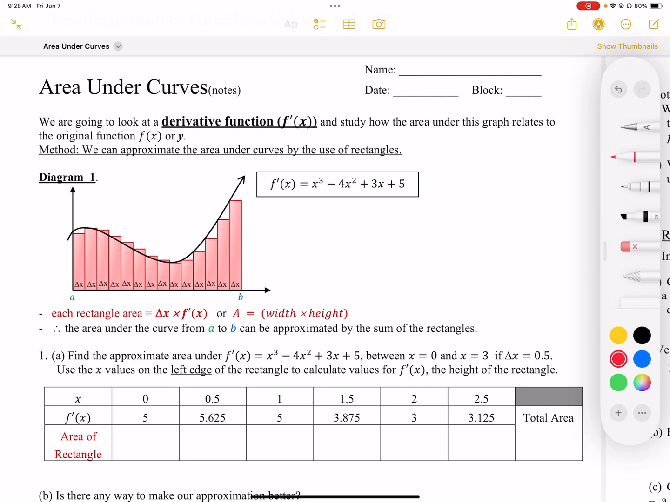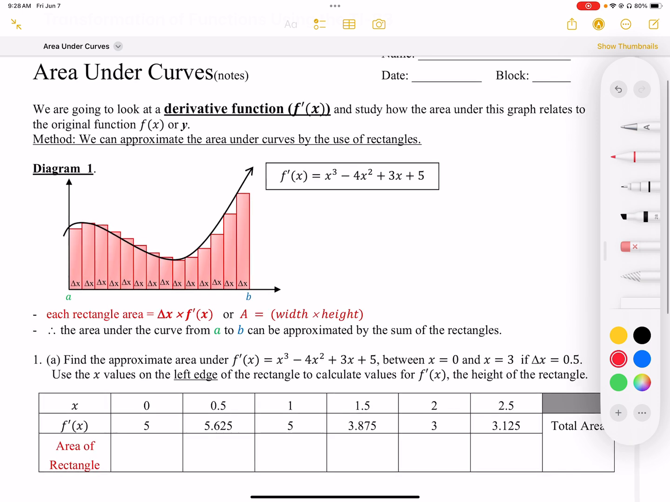We're going to look at area under curves. Now, previously what we did is we found the area under a velocity curve, and we related that to displacement. Here we're going to look at specifically a derivative function, and we're going to find out what that area is, and we're also going to try to figure out what that represents.